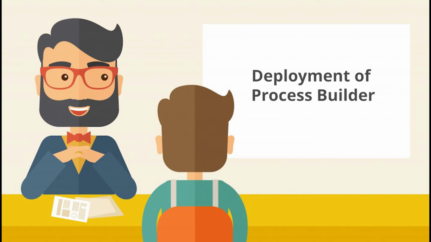Krishna, can you just give me any one limitation of process builders that you know? Yes, any process builder can have 50 versions in one particular org. So this is one of the limitations that I'm aware of. If you need to create another version, you need to delete the previous one. So yeah, this is one of the limitations.